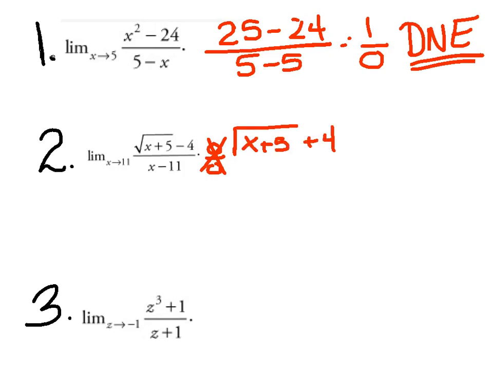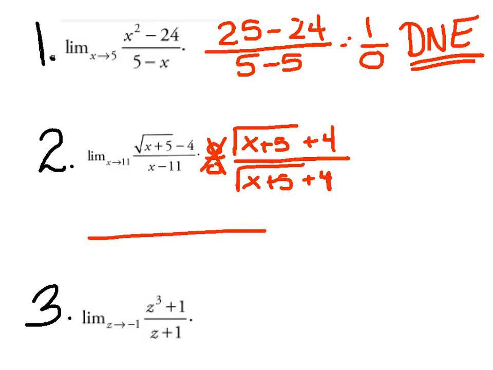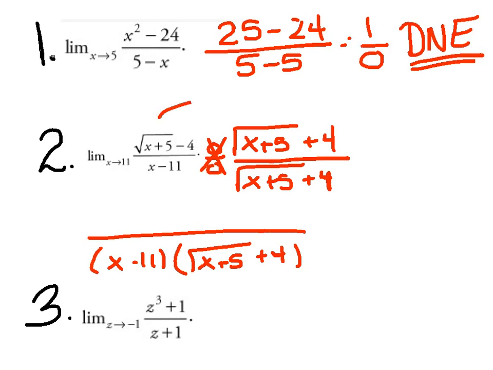I multiply by the square root of x plus 5 plus 4 over the square root of x plus 5 plus 4. So remember, you multiply by the conjugate. I'm not actually going to waste my time multiplying the bottom. I'm just going to write down what I get: x minus 11 times the square root of x plus 5 plus 4. And on top, I am going to FOIL this out. Remember, any radical times itself is just that inside, so I get x plus 5. And then I'm going to get a positive 4 radical x plus 5, negative 4 radical x plus 5. They cancel every time you use the conjugate method. And then, of course, minus 16.